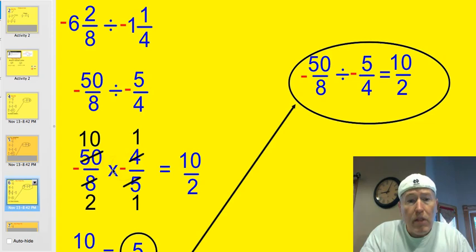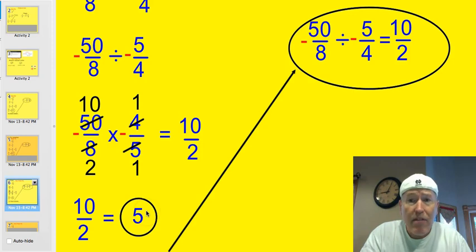Okay, now on this one here, instead of working with those big numbers, I did some cross reduction. I divided by 5, divided by 2 here. So I'm multiplying 10 times 1 is 10, 2 times 1 is 2. It's a negative times a negative, so this is a positive 10 halves, which of course is 5.